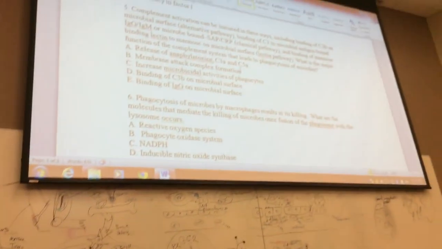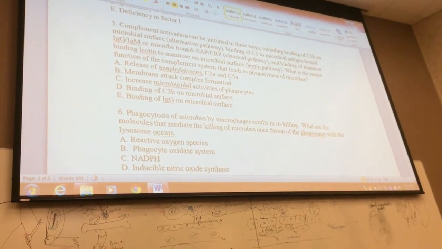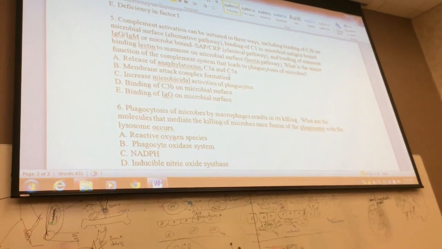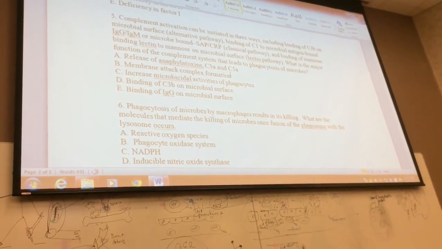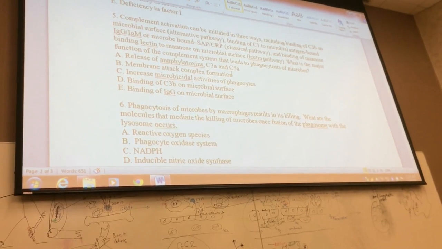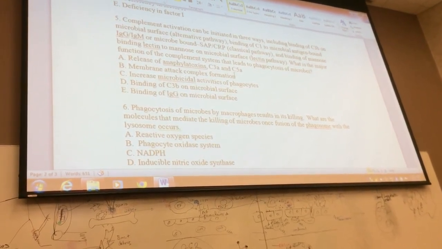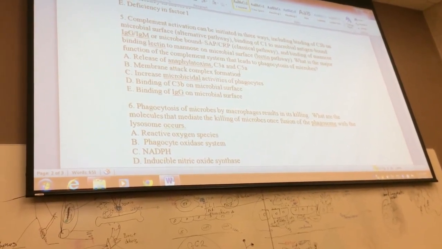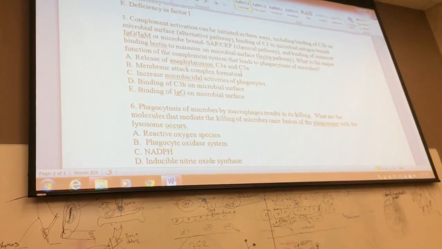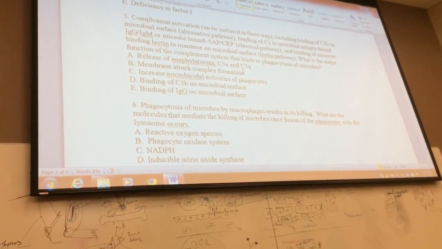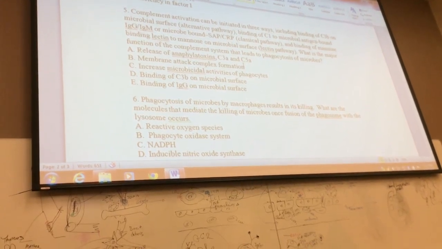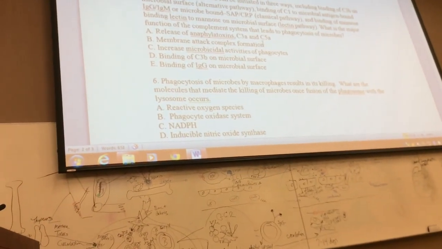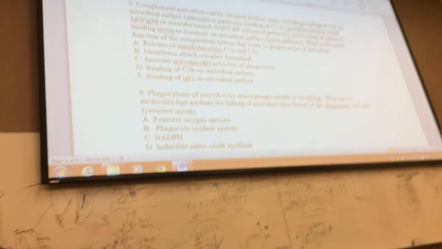Complement activation can be initiated in 3 ways, including binding of C3b on microbial surface, the alternative pathway; binding of C1 to microbial antigen-bound IgG, IgM, or microbe-bound SAP, CRP, the classical pathway; and binding of mannose binding lectin to mannose on microbial surface, the lectin pathway. What is the major function of the complement system that leads to phagocytosis of microbes? D. So we have many different answers.